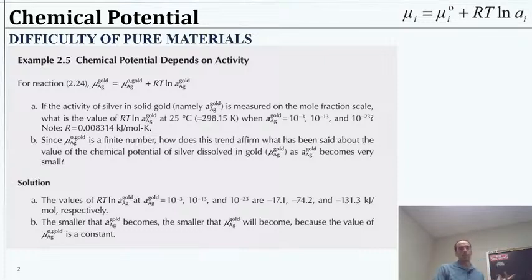So it says the smaller the activity becomes, the smaller the overall activity will become, because that piece is constant. And smaller meaning, potentially more negative in that sense.